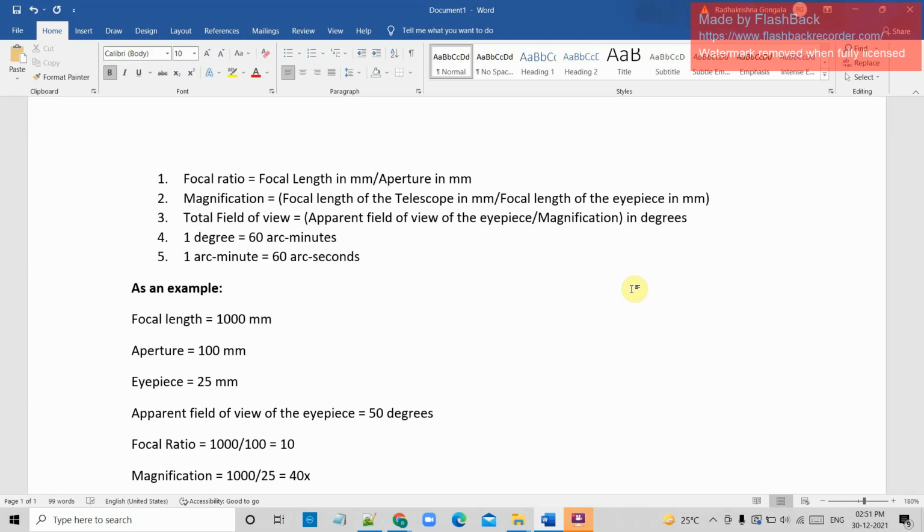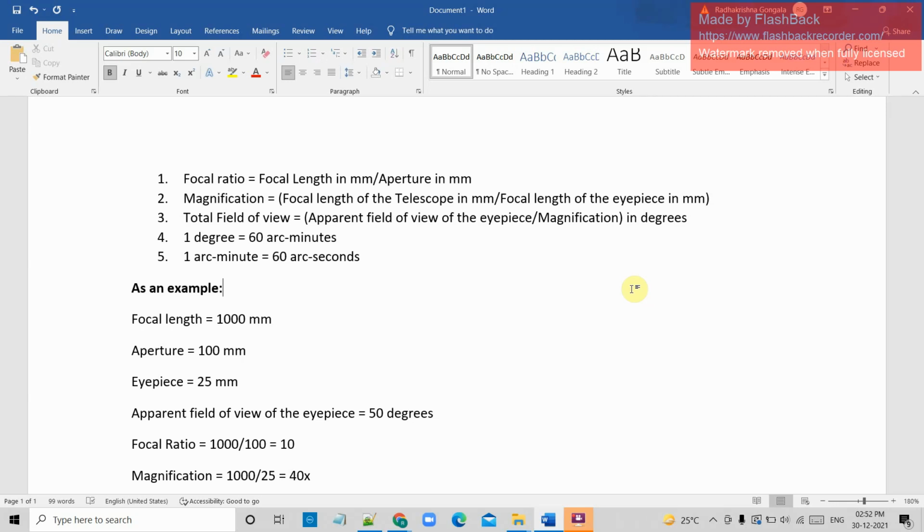as nebulas and galaxies. Now, coming to the formulas, the first important formula is the focal ratio, which is calculated as focal length of the telescope in millimeter divided by the aperture of the telescope in millimeter. Here, if the aperture is more, then while viewing objects through that particular telescope, the brightness of the image will be very good compared to a telescope with less aperture.